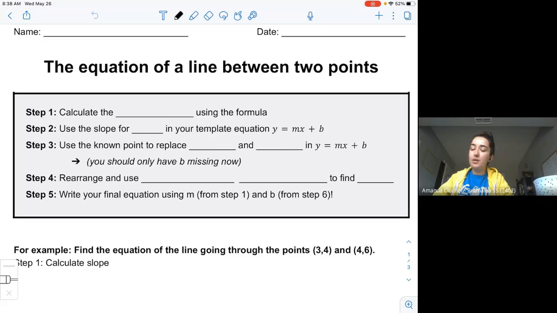Okay. So the title of today's lesson is the equation of a line between 2 points, and that's what we're looking for. This is going to be very needed in your assessment tomorrow.